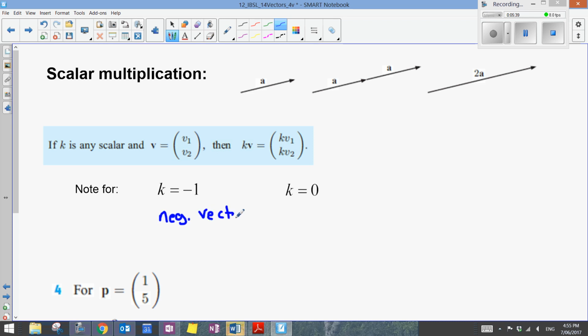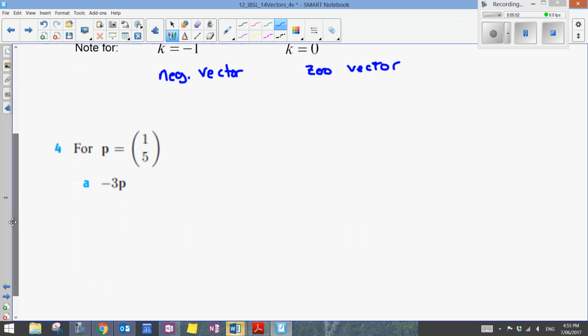If k is 0, then you would wind up getting 0 and 0, so you would get the 0 vector. So let's see what happens algebraically. If we have -3 times vector p, -3 is our scalar and our vector is 1, 5. So we wind up with a resultant vector of -3 and -15, because -3 multiplies by 1 and -3 multiplies by 5.